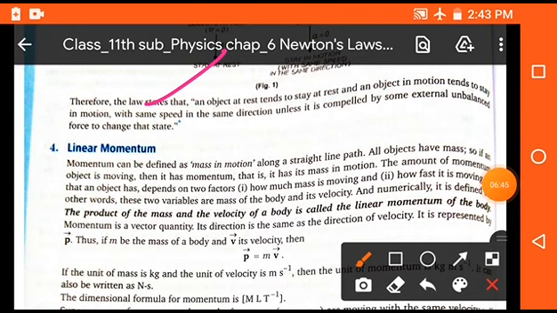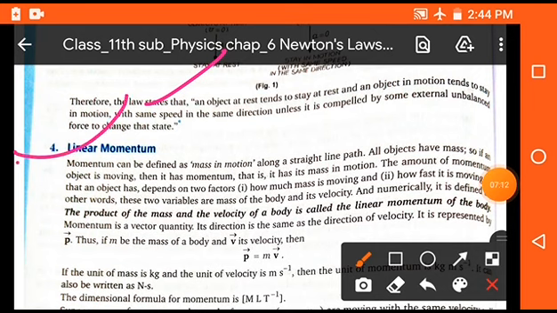That means if any body is moving in a straight motion, then it continues to move, and if any body is in a state of rest, then it tries to always stay at rest unless and until an external force is applied on that object. Clear? So this is Newton's first law of motion.